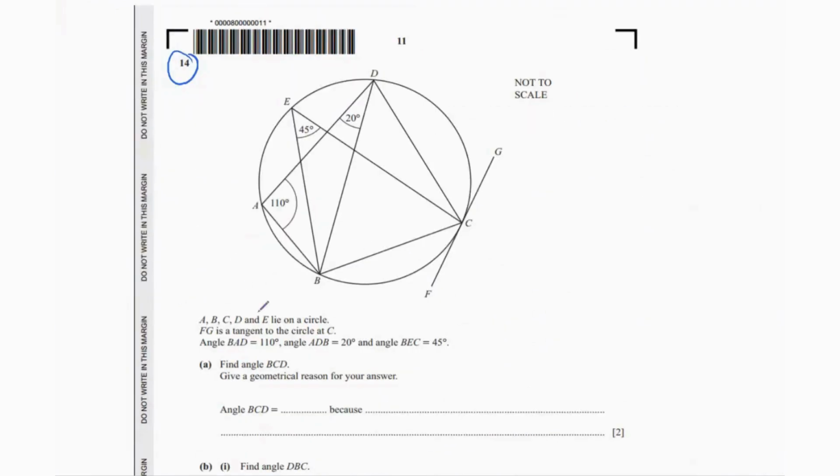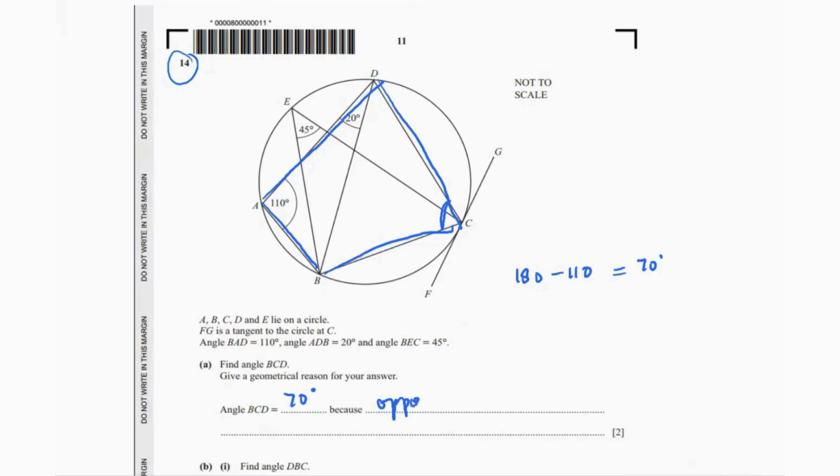Then this one says A, B, C, D, and E lie on a circle. FG is a tangent to the circle. BAD is 110 and ADB is 20. BC is 45. Find angle BCD. BCD, this one. We have a cyclic quadrilateral. So that's going to be 180 minus 110, because opposite angles add up to 180 in a cyclic quadrilateral. So 70 degrees.